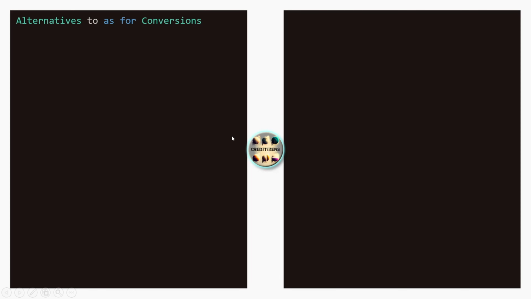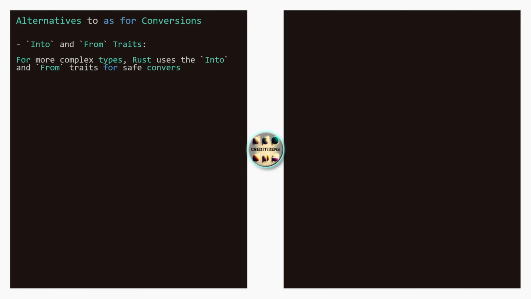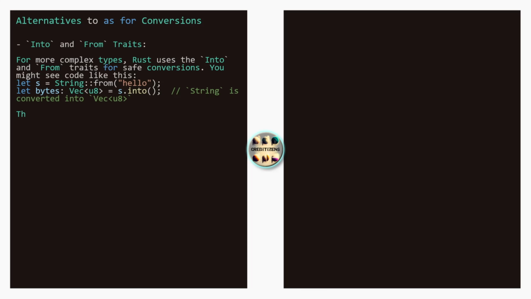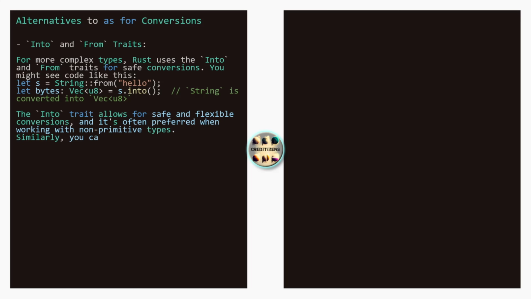This is probably the last page of the explanation part: alternatives to as for conversion. You can use into or from traits. For more complex types, Rust uses the Into and From traits for safe conversions. You might see code like this: same example with hello as a string. We have the bytes Vec<u8> and we use s.into(), where the string is converted into a Vec<u8>. The Into trait allows for safe and flexible conversions, and it's often preferred when working with non-primitive types.